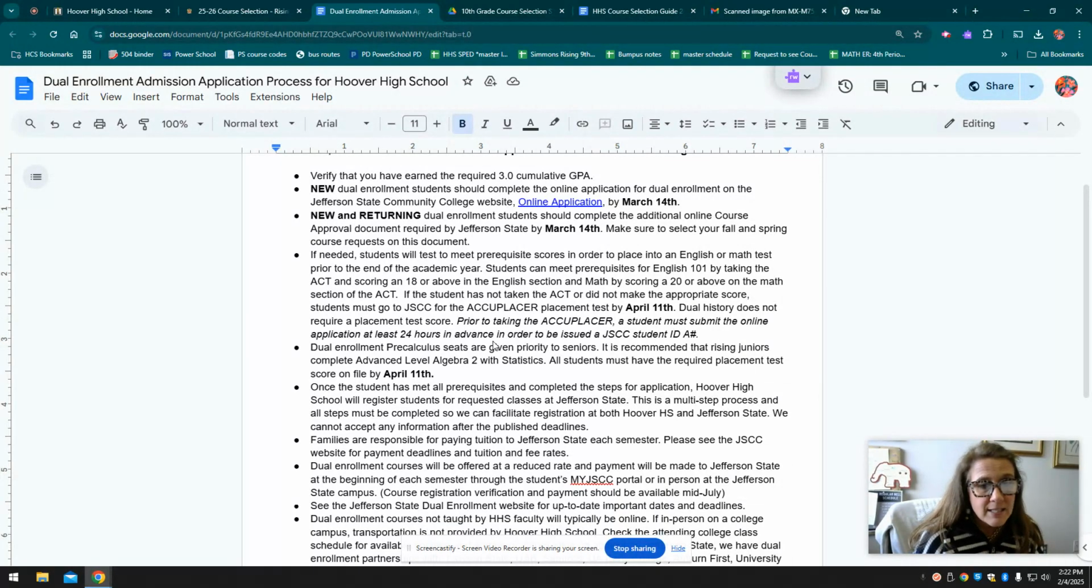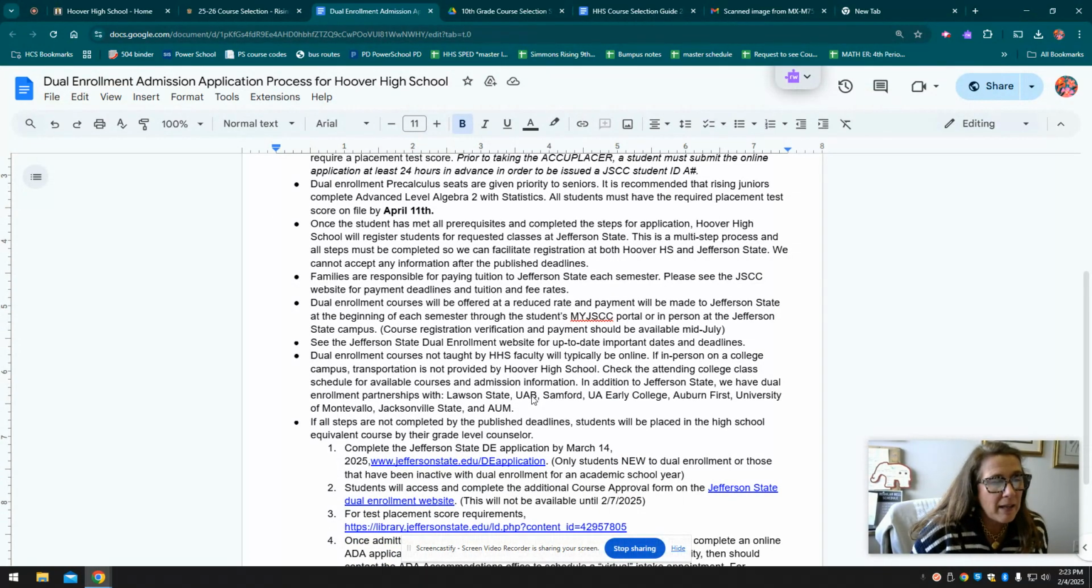There's no test that's required, but we do recommend students be able to take notes and study hard on their tests because it is a college level class. Students have to complete an online application by March 14th at the Jefferson State Community College website, and that link should take the student there.